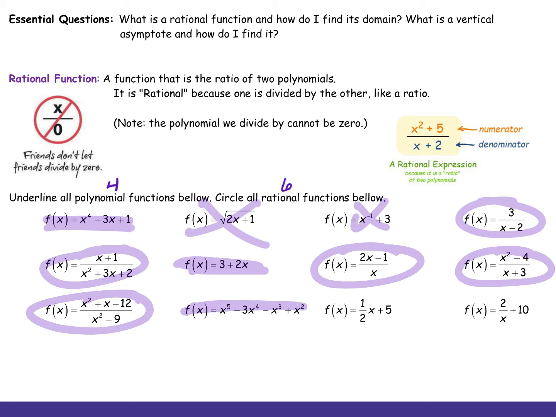Polynomial. 1/2 x plus 5. Polynomial. Good. And 2 over x plus 10. Rational, because my x is in the denominator, so it's rational. Okay, good. Good job, you guys. Hope you guys got those right.